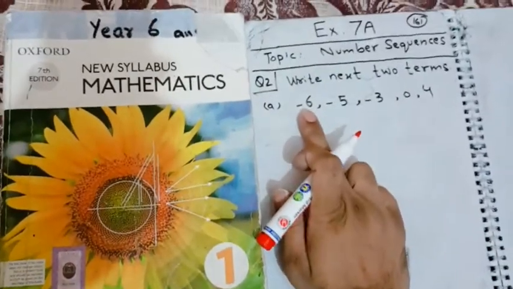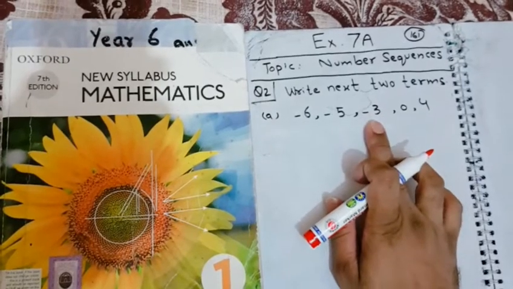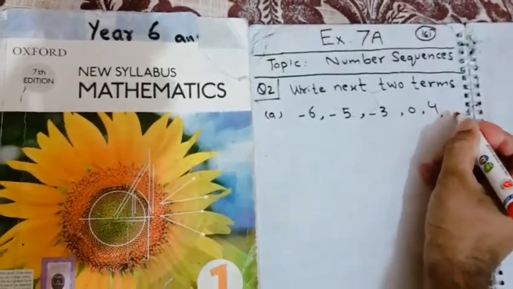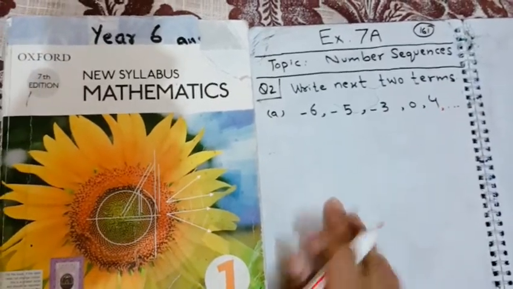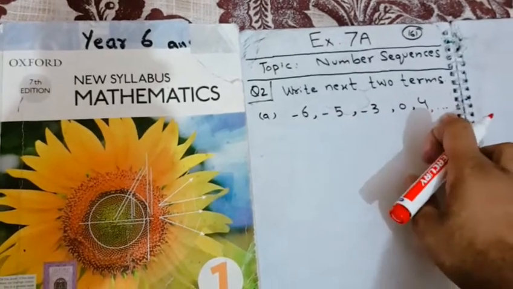First term is minus 6, next term is minus 5, then next minus 3, then 0, then 4. So we have to decide what will happen next after 4 if we follow the same sequence. So what will come after 4?